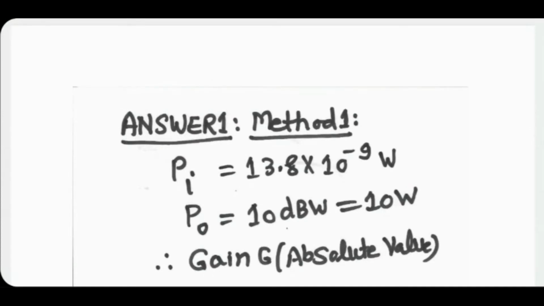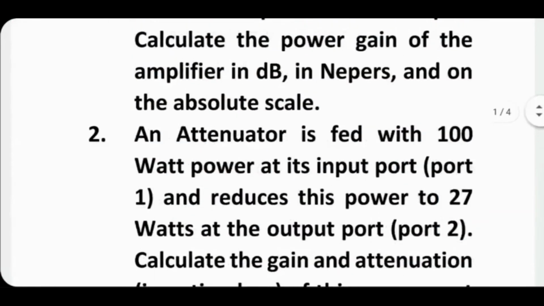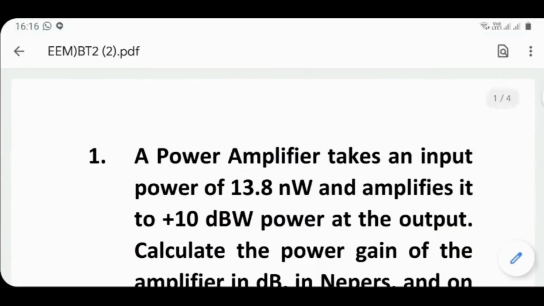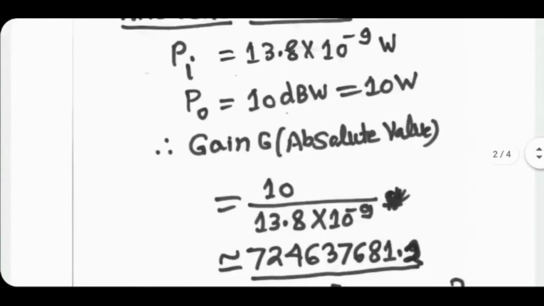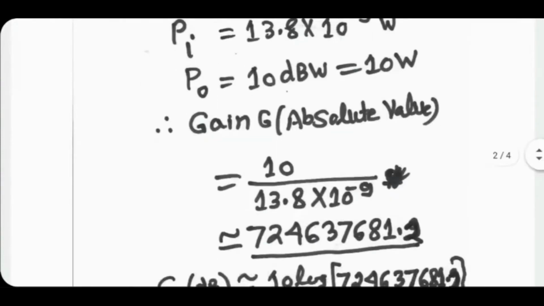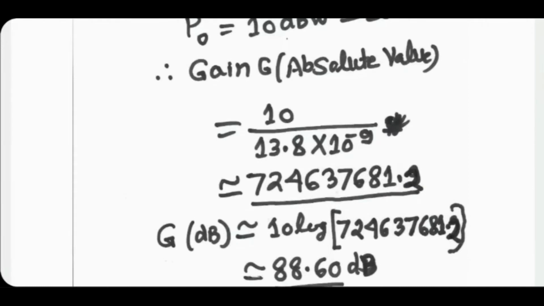Sir, is the gain 88.6? Output power is 10 watt. Input power is 13.8 multiplied by 10 raised to the power minus 9 watts. The ratio can be easily calculated, and gain turns out to be a very large value on the absolute scale: 724637681.2.